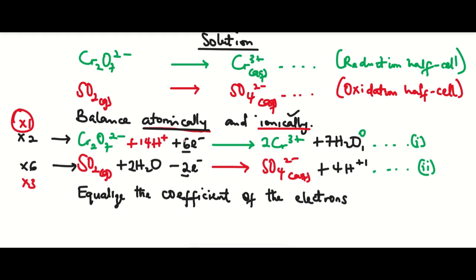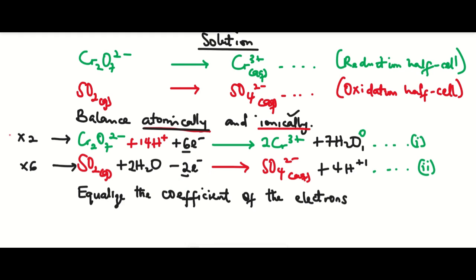Multiplying equation 1 by 1 would leave this electron unchanged, and multiplying equation 2 by 3 would increase this electron to 6, which is still the same goal, and the goal is to cancel out the electrons. So whichever way you go, as a student, you are still on the right track. I'll be going by the first method, which is multiplying the equations by the coefficient of their electrons, and in the end I will try to cut out the excess values.